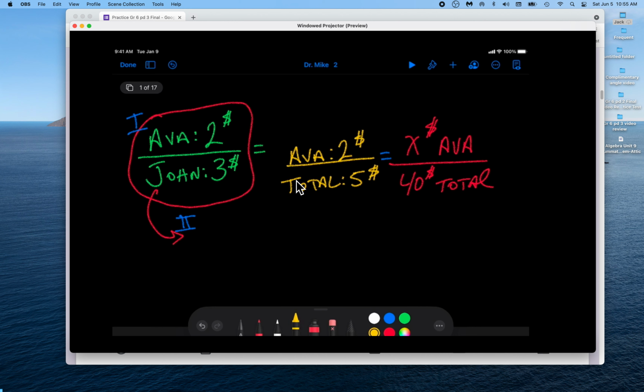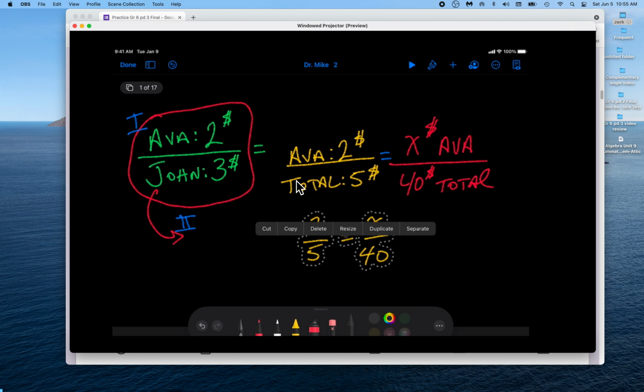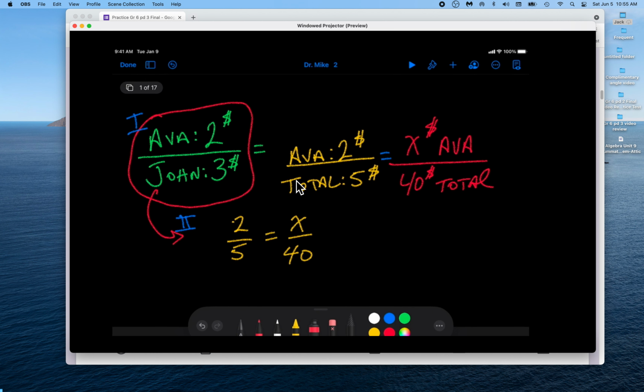So sometimes I will come down here and just do this. 2 over 5 equals x over 40. We cross multiply. 5x equals 80, and x is going to be 16. So Ava's going to get $16 out of the 40.